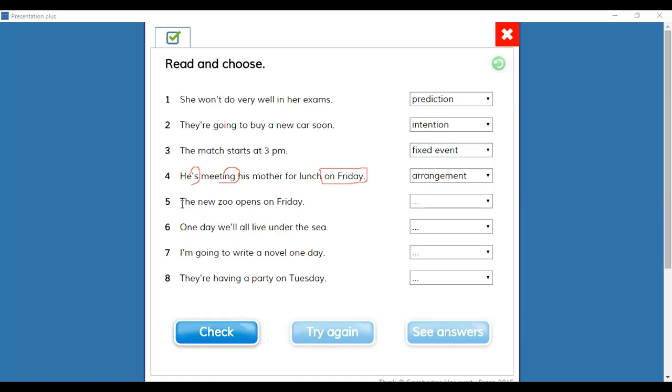Let's see the other one. The new zoo opens on Friday. Arrangement. Fixed event. It's a fixed event, yes. The new zoo opens on Friday.